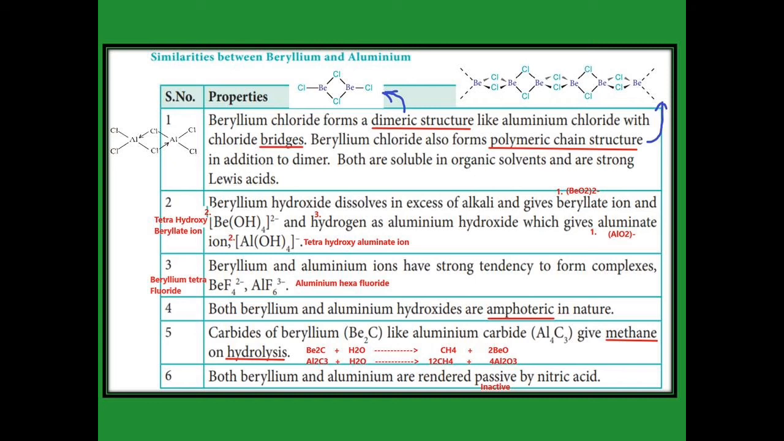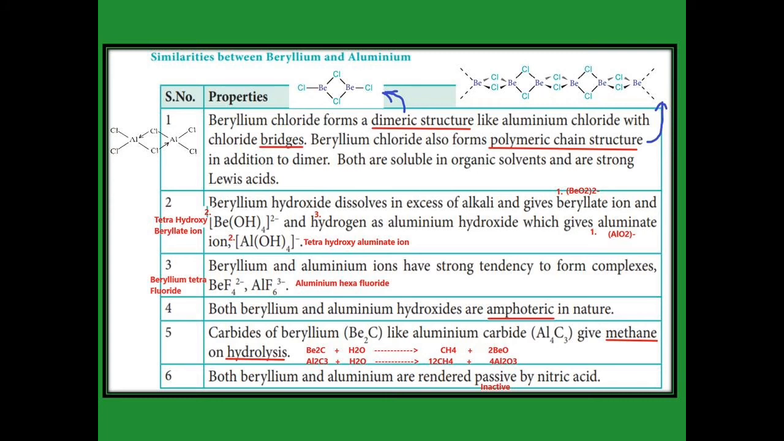In the same way aluminum chloride, because we are now seeing the similarities, just as beryllium chloride forms a dimeric structure and a polymeric chain structure, aluminum chloride also forms one structure, that is a bridge structure. I indicated on the left-hand side aluminum chloride, where the chlorine acts as a bridge between these two molecules. Then these two are soluble in organic solvent and act as strong Lewis acids. Lewis acid means it attracts electrons.